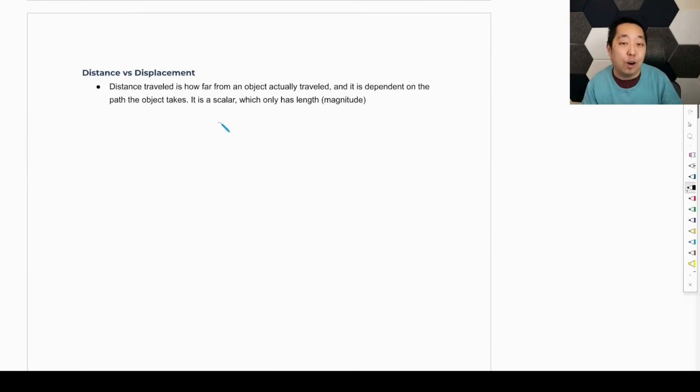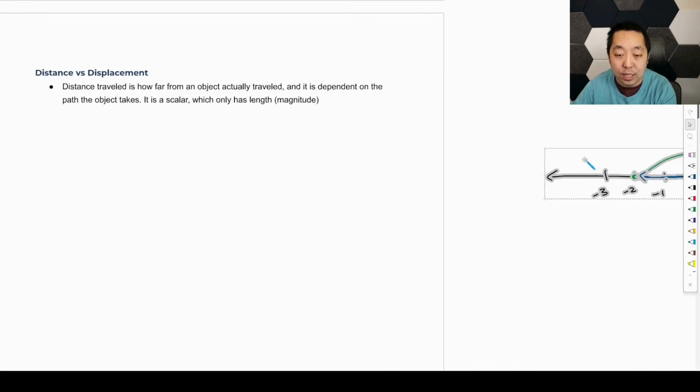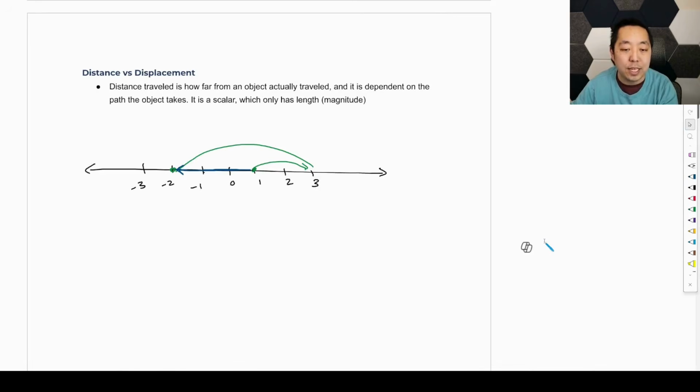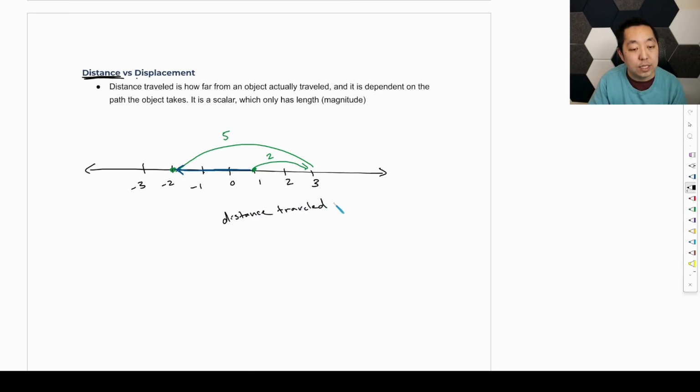Distance traveled is how far the object actually traveled. And it is dependent on the path it takes. So, for example, in this problem, you might say, well, we only cared about the starting and the ending, but distance traveled is a little bit different. Distance is how far you did move. So, for example, he went 2 units to the right, and then on this path, he went from 3 to -2. That's 5 units to the left. The distance traveled is actually 7 units, whatever the units would be.